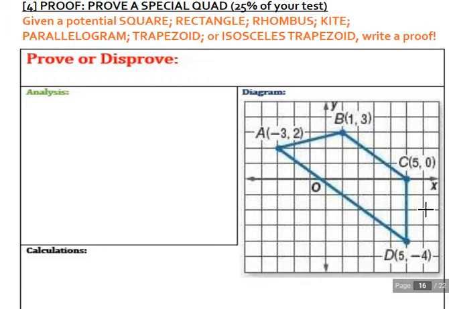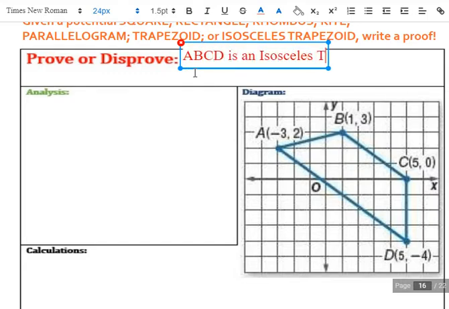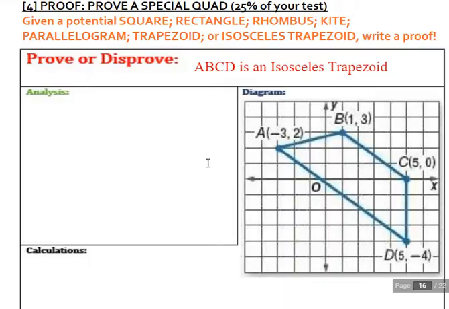The first one is that it doesn't actually say what this is supposed to be. So let's get a correction here. We have to prove ABCD is an isosceles trapezoid. Okay, that just wasn't written and it should have been. That's my fault. Okay, so I spotted that mistake.